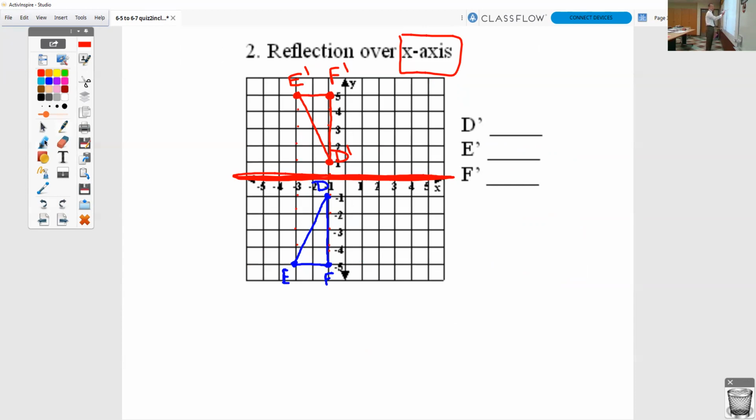So starting in the middle for our coordinates, D prime is over to -1, up to +1. E prime, starting in the middle, over to -3, up to +5. F prime, starting in the middle, over to -1, up to +5. And we're done. We drew it, we labeled it, and we wrote down the coordinates.